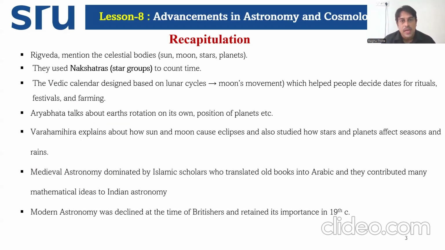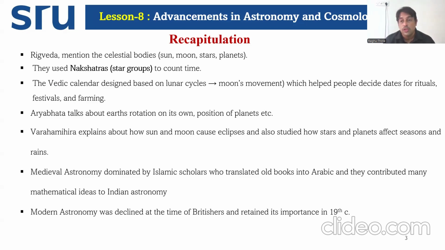Lesson number 8, Advancements in Indian Astronomy and Cosmology. If we talk about astronomy, we have to talk about the Vedas. In specific, the Rig Veda, where celestial bodies such as the sun, moon, stars, and planets are mentioned. Our ancestors used to observe the nakshatra groups to calculate the time. That is the wisdom they had. They relied completely on nature.